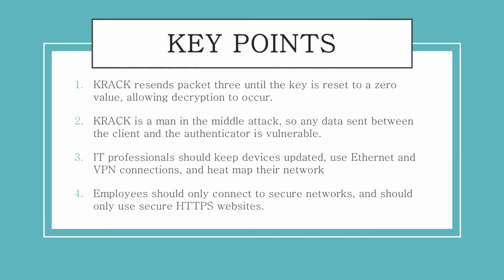Here are some key points from this video. First, KRACK intercepts packet 3 of the Wi-Fi handshake protocol, causing the packet to be resent until the key is eventually set to a 0 value, allowing decryption to occur. Second, KRACK is a man-in-the-middle attack, so the main risk is that any data sent between the client and the authenticator is vulnerable. As for training, IT professionals should keep devices updated, use Ethernet and VPN connections for their employees, and heat map their network. Finally, general employees should only connect to secure networks and should only use secure HTTPS websites.